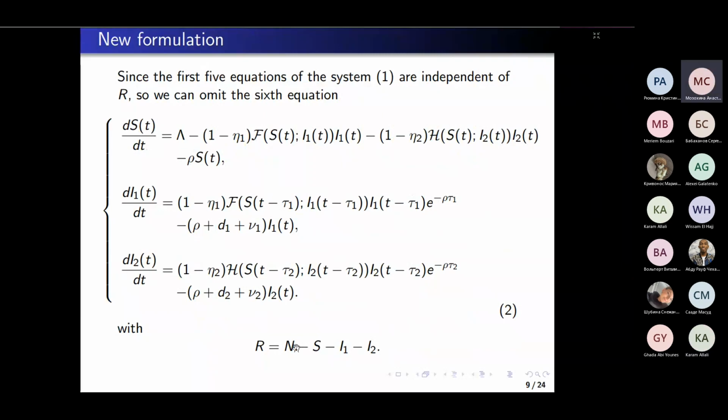Is N constant? My question is, as it's written in the formula, it seems like N is constant, but you have natural death in the model. So the total population decreases with time. And please, could you explain this expression for recovery?